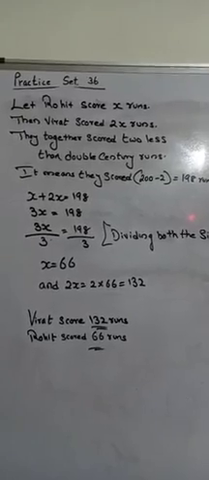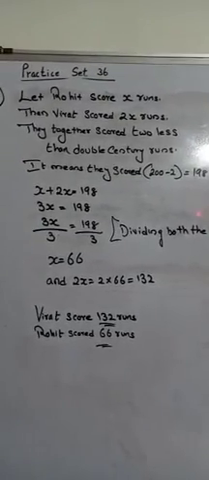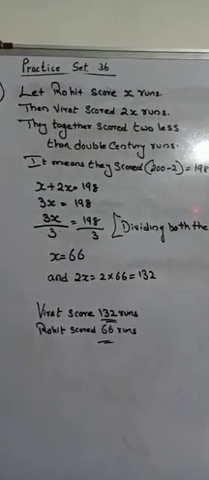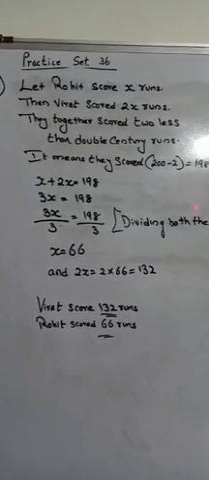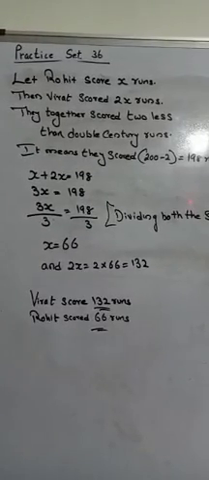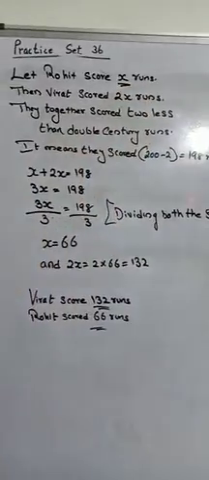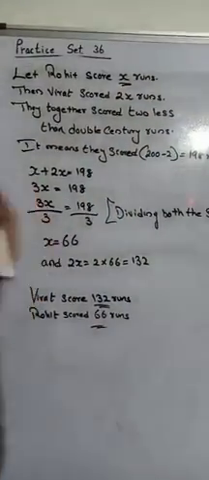Now let's solve the seventh sum. Virat made twice as many runs as Rohit. The total of the score is 2 less than a double century. How many runs did each of them make? So we'll consider Rohit's score as x and Virat's score is twice of Rohit's.